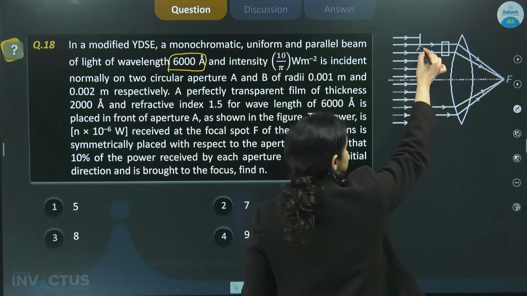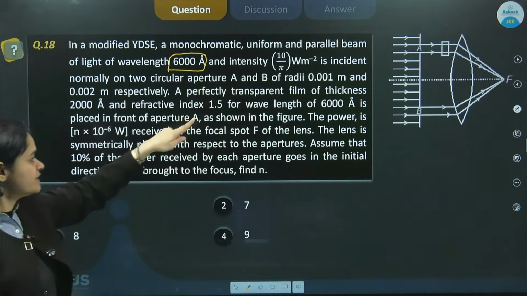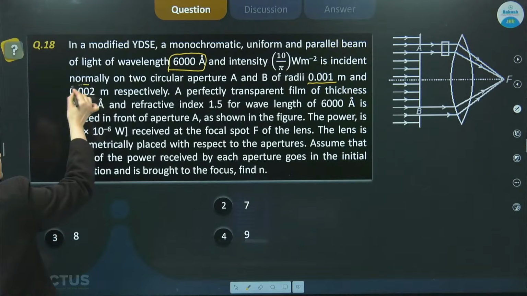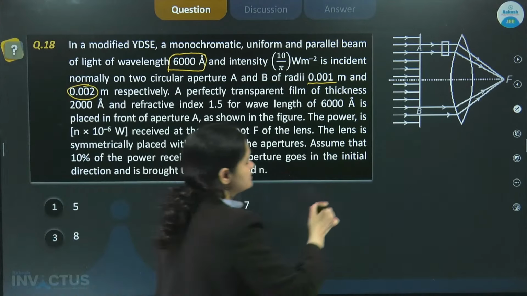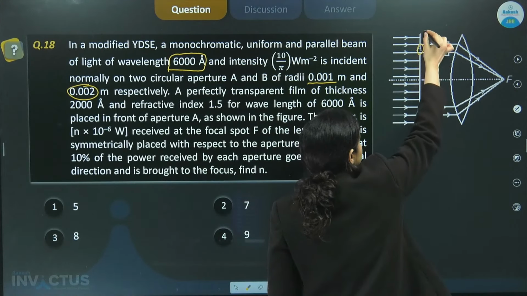ठीक है, तो that means इस जगह पे और इस जगह पे जो intensity fall कर रही है वो same है, 10 by pi. ठीक है. Now see, the radii of the apertures are different. ये अगर r के बराबर है, so this is turning out to be twice of r, right? इनका radius अलग अलग है, ठीक है? So I can write इस जगह पे जो power generate होगी उसे P1 ले लेते हैं, इस जगह पे power जो reach कर रही है. These are different because the radii are different.